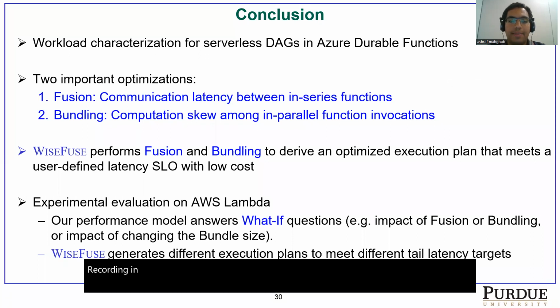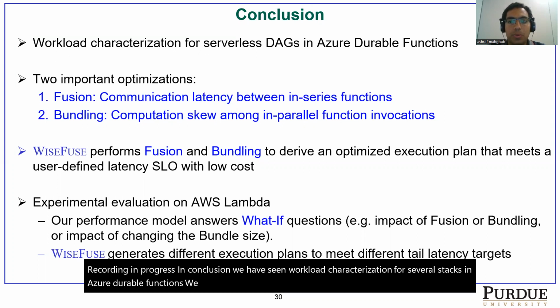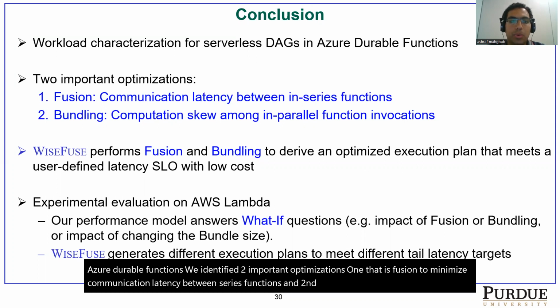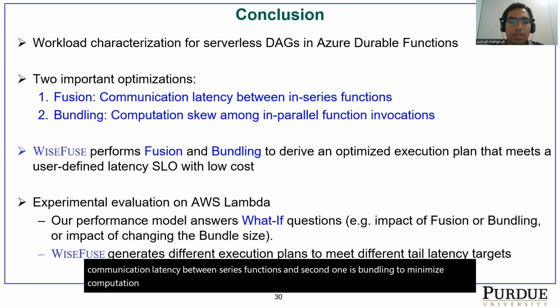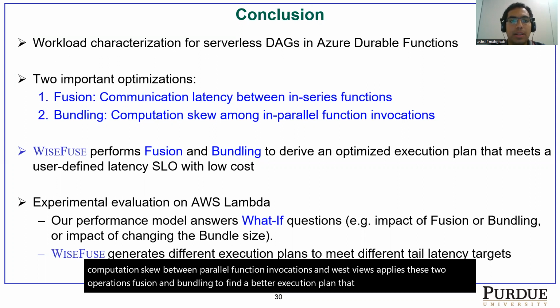In conclusion, we have seen workload characterization for serverless DAGs in Azure Durable Functions. We identified two important optimizations. One is fusion, to minimize communication latency between in-series functions. And the second one is bundling, to minimize computation skew between in-parallel function invocations. And WISEFUSE applies these two operations, fusion and bundling, to find a better execution plan that meets a user-defined latency objective with a low cost.